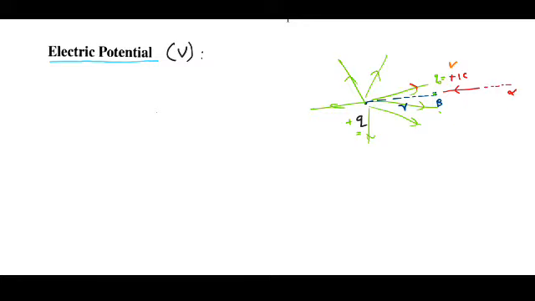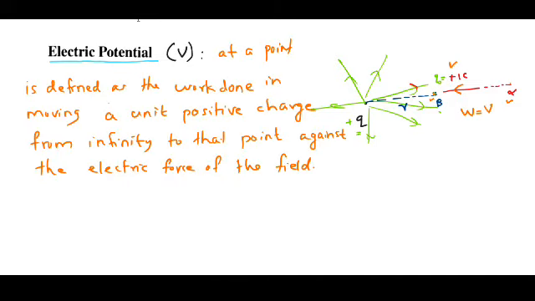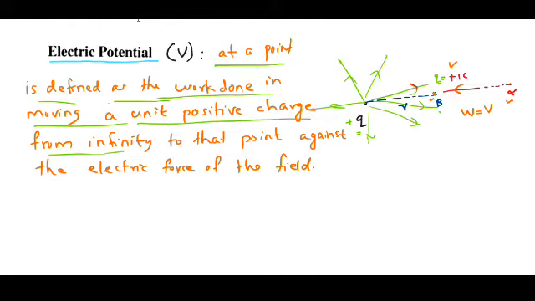Then I need to calculate what is the work done. That work will be equal to the electric potential at this point. That is, the electric potential at a point in an electric field is defined as the work done in bringing a unit positive charge from infinity to that point against the electric force of the field. Okay, once again, the electric potential at a point is defined as the work done in moving a unit positive charge from infinity to that point against the electric force of the field.